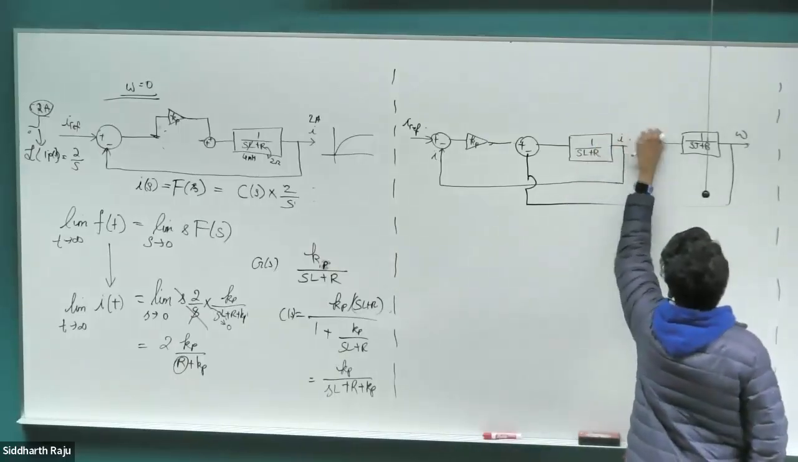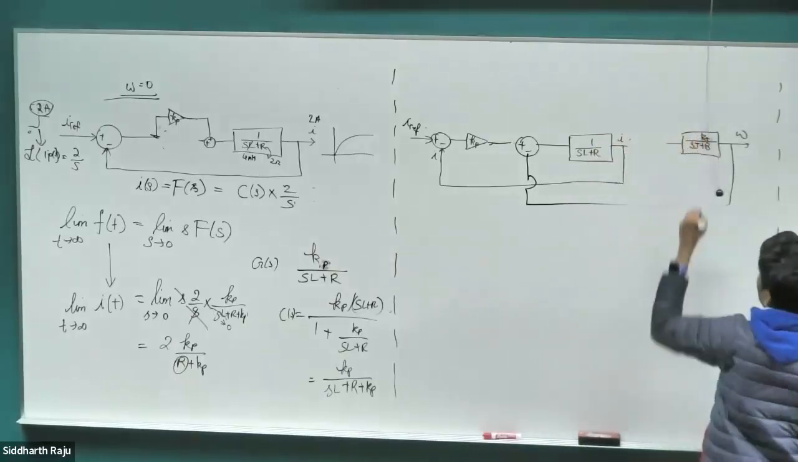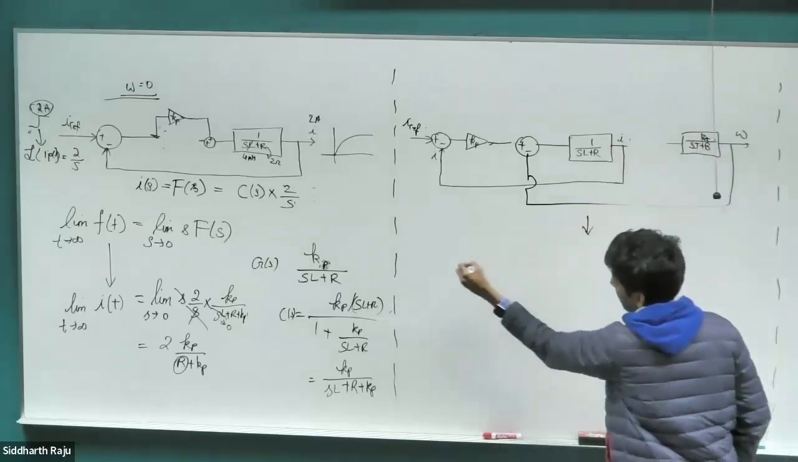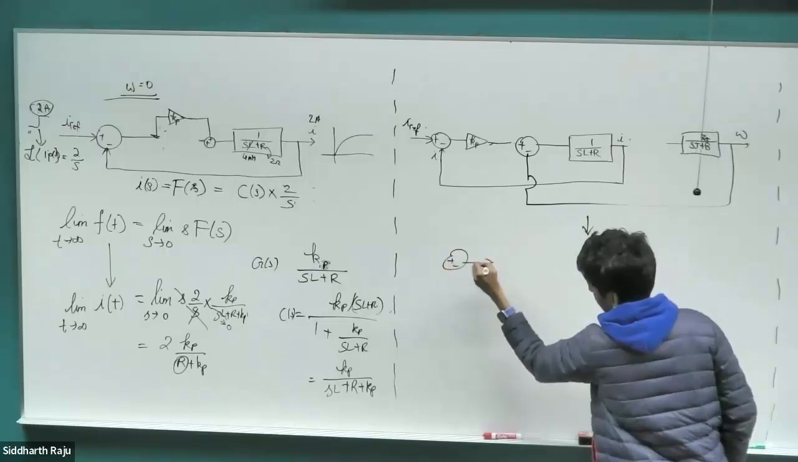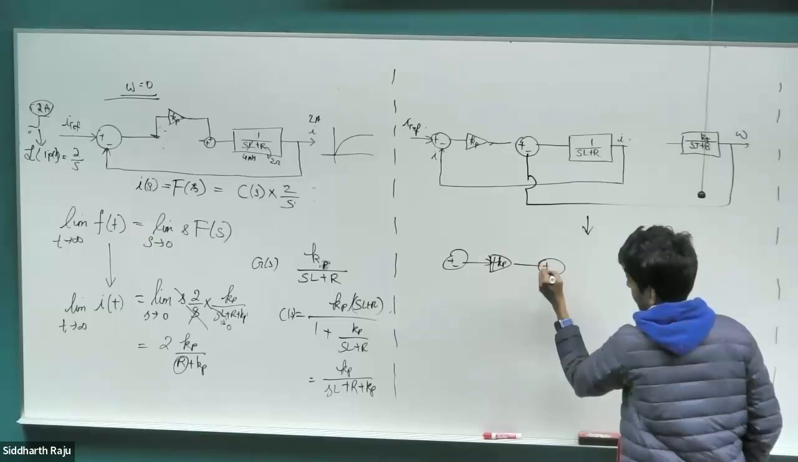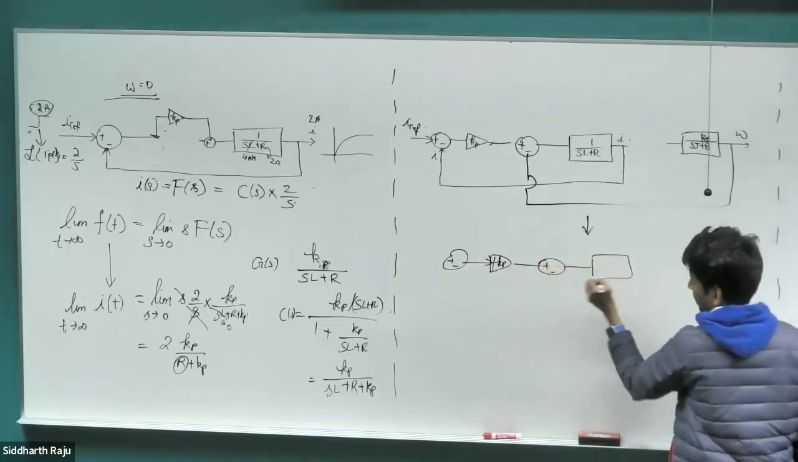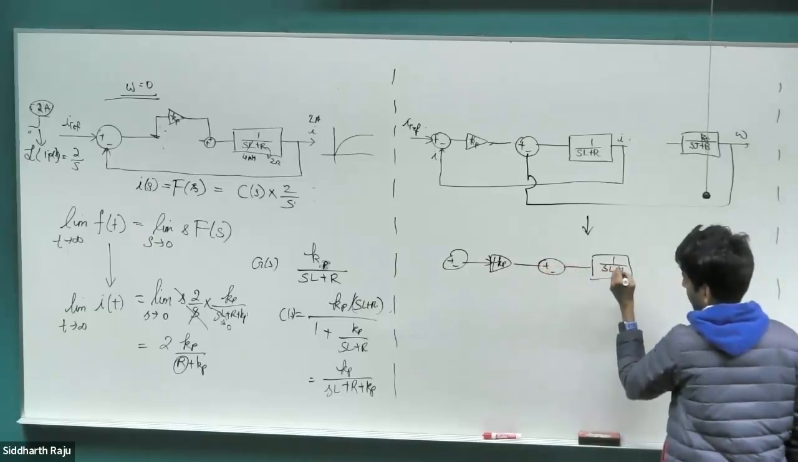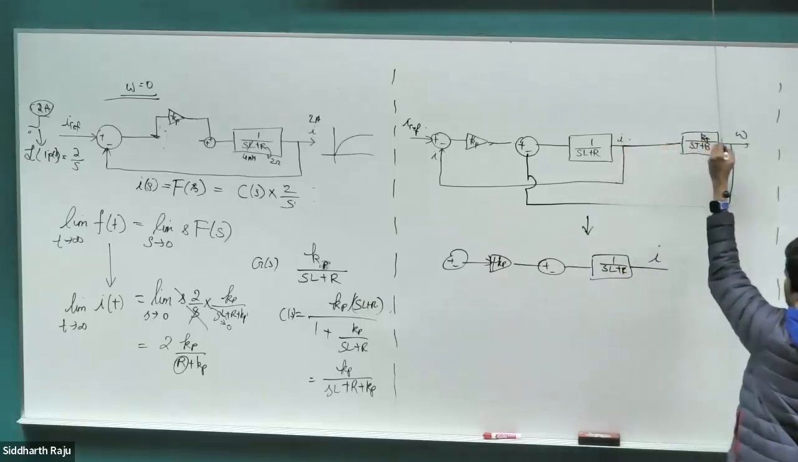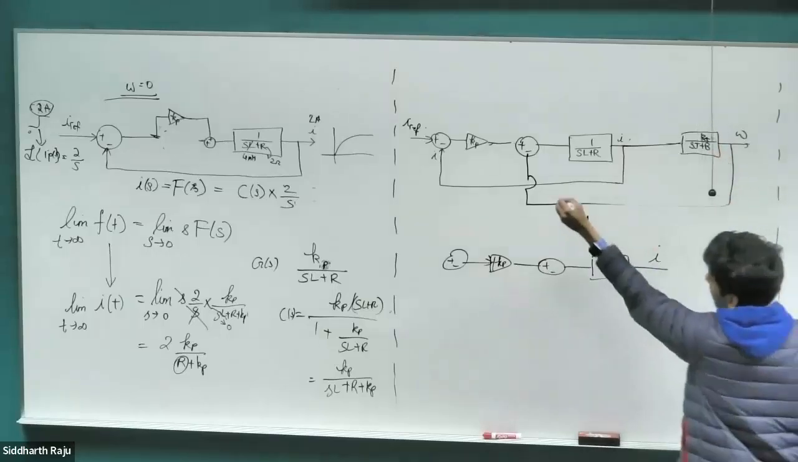But this is a very simple transfer function to simplify. So take this term, put it into here, right? And you can reduce this even further. So you have plus Kp coming out, some positive, negative, 1 by SL plus R gives you your current. It's the same current that gets multiplied into this and comes down.